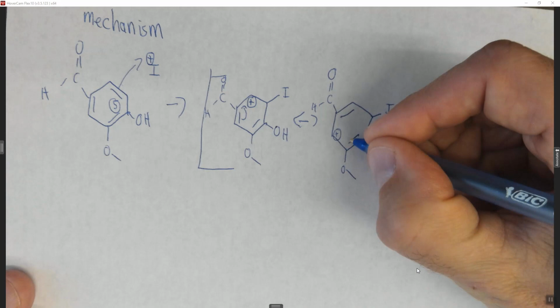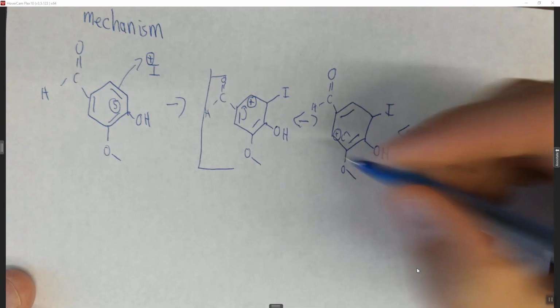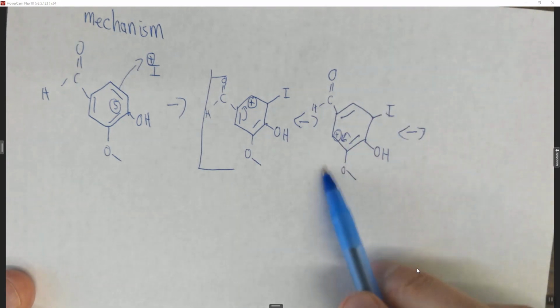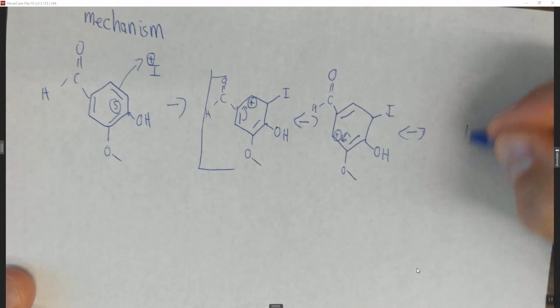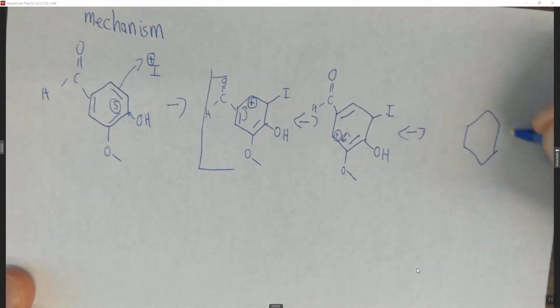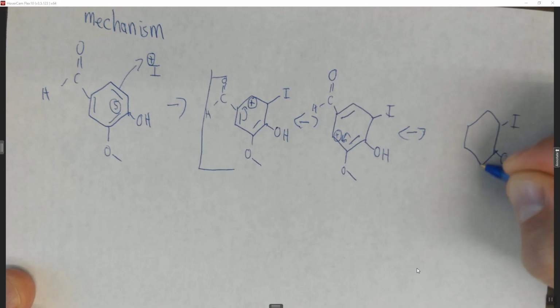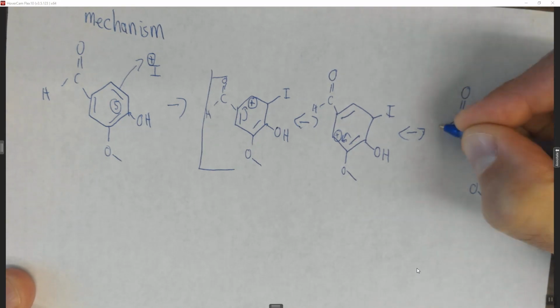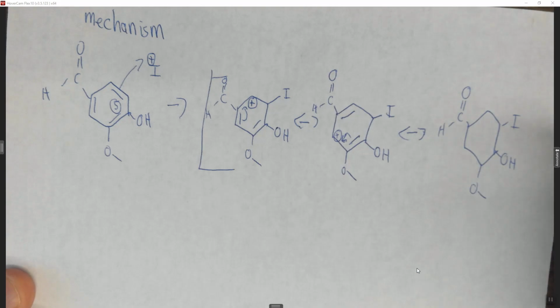This time, this double bond moves. It doesn't look like an arrow, really. So this double bond moves over like that. So I'm going to redraw the ring. This time I'm not going to forget the iodine. So the iodine goes there, the OH goes there, the ether goes there, and the aldehyde goes there. So I just redrew all the substituents.